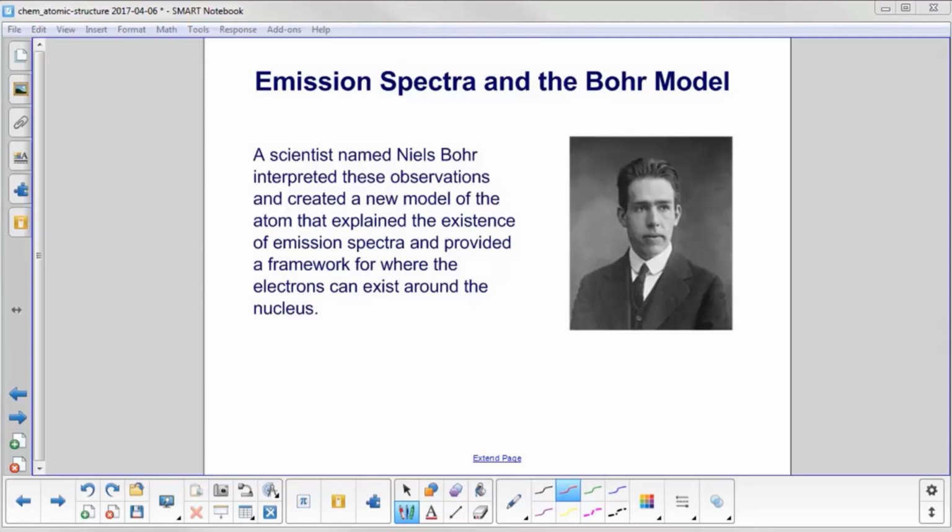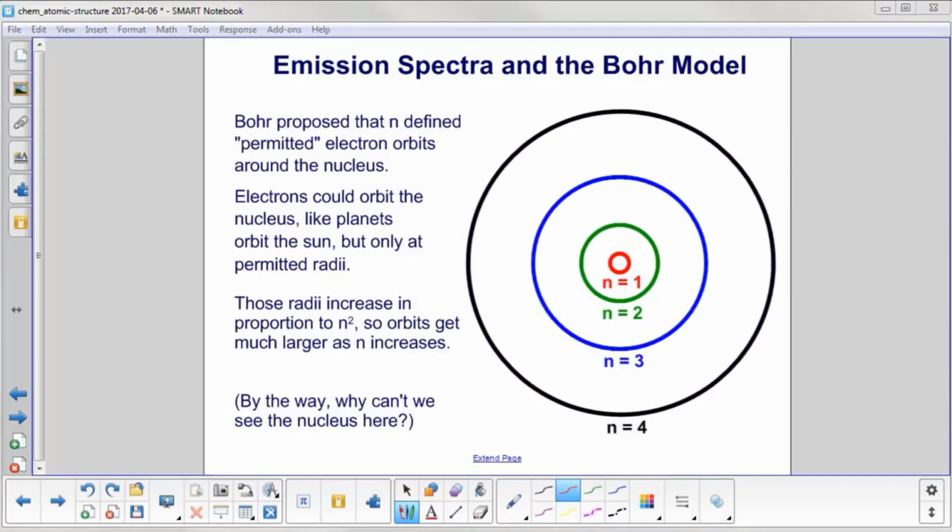Niels Bohr interpreted these observations and created a new model. Notice, the observations were not changed. You needed a new model. And this new model of the atom explained the existence of the emission spectra, the different colored light coming out, and provided a framework for where the electrons can exist around the nucleus. Bohr then proposed that this n defined "permitted" electron orbits around the nucleus. So electrons could orbit the nucleus just like the planets orbit the sun, but only at permitted radii.